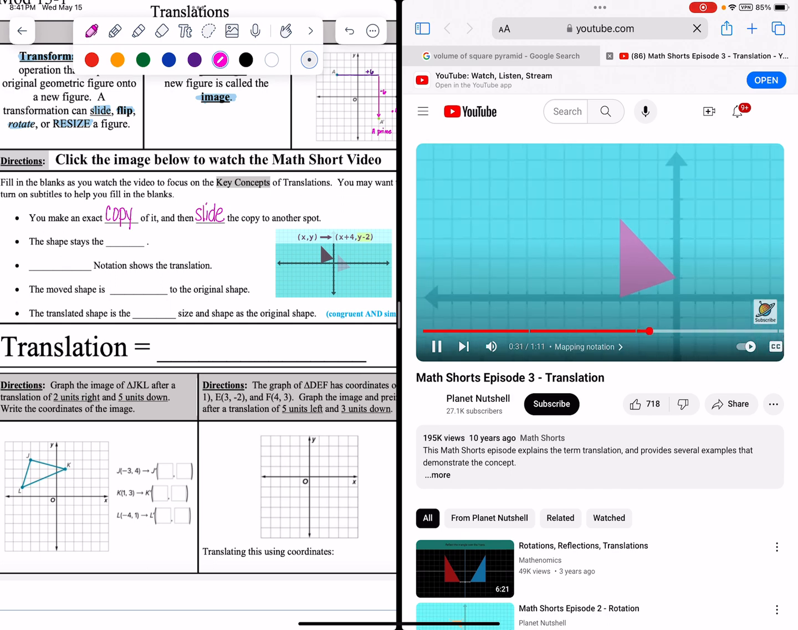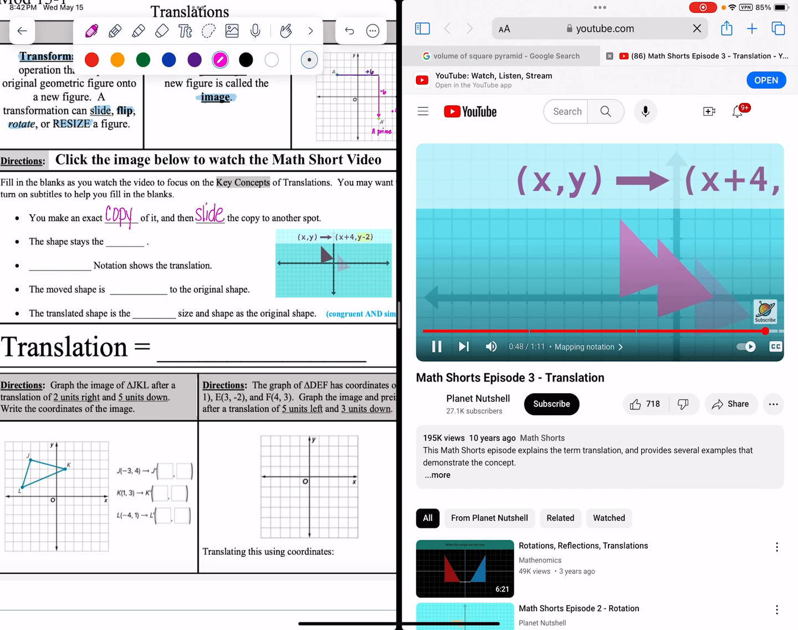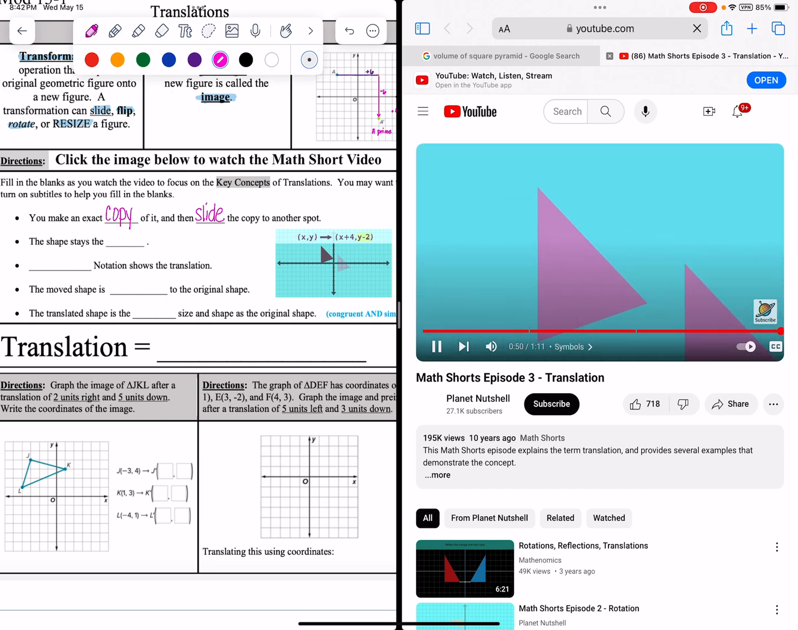Then, to show where the shape is moving, we can use a mapping notation, like this, to show the translation. If we move positive 4 on the x-axis, then we know to move the shape 4 to the right. And if we use negative 2 on the y-axis, then we know to move the shape 2 down on the coordinate plane. Now we know which direction to slide the shape. Notice that the moved shape is congruent to the original, which means their corresponding angles and sides are the same. We use these little symbols to show what we've done to create this translation.